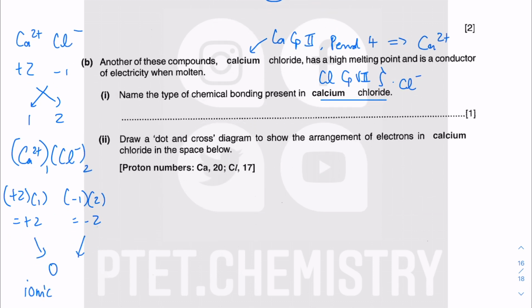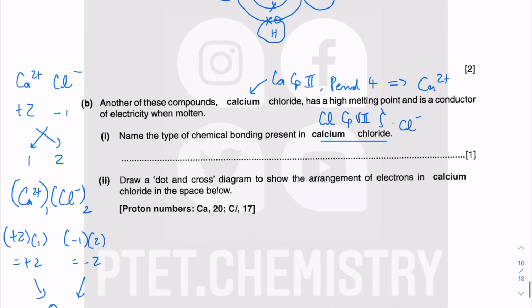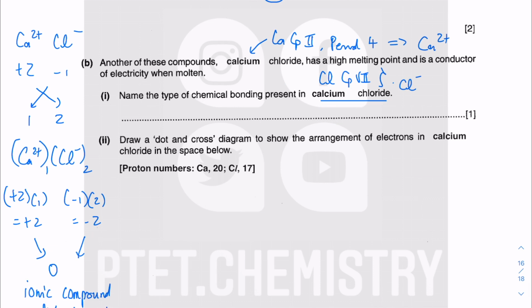ionic compound. Compound is not ion. Compound has no charge. That is the objective of trying to balance out the charges with the correct multiples of the ions based on the charges, to get to overall zero charge. Now the type of bonding is definitely ionic bond.